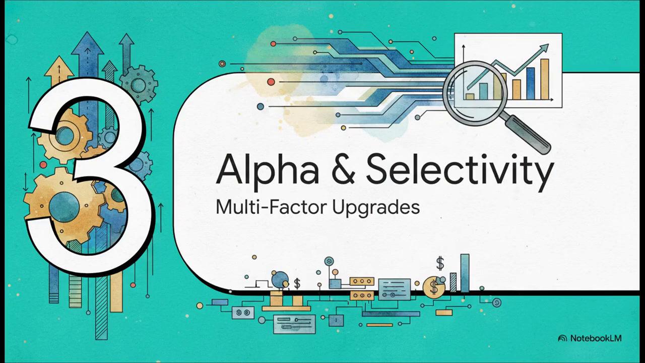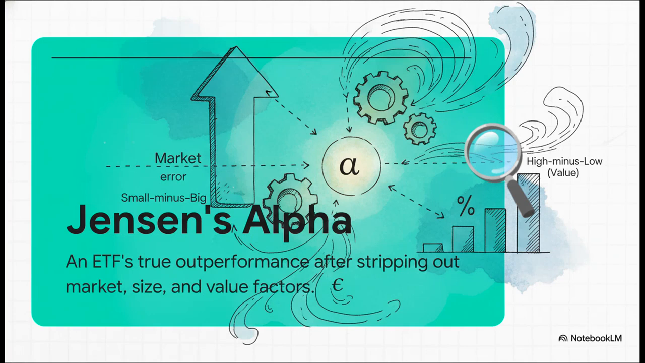Section 3. Alpha and selectivity. Strategies 3 and 4. Multi-factor upgrades. Okay, time to level up our toolbox. For strategy 3, alpha rotation, we are swapping out that basic cumulative return for Jensen's alpha. We derive this from the famous Fama-French 3-factor regression. Now, what this beautiful piece of math actually does is strip out the returns you'd get simply from generic broad market exposure, the size factor and the value factor.